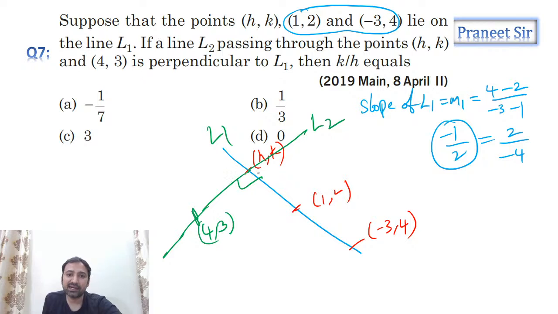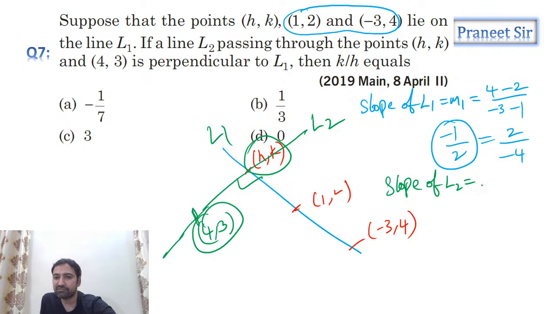So can I calculate the slope of L2, guys? The slope of L2 I can calculate. Why? Because I know these two points, H, K and 4, 3. I calculate the slope of L2 by using the same formula, y2 minus y1 by x2 minus x1.